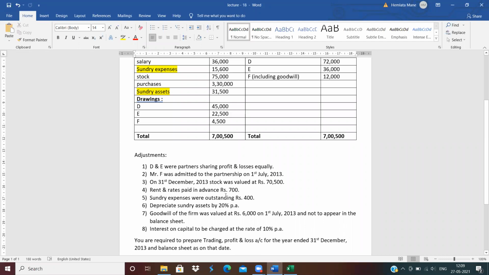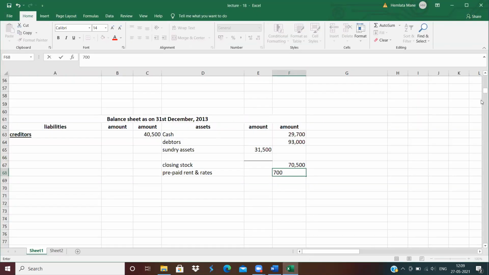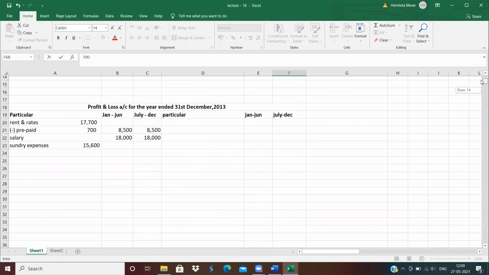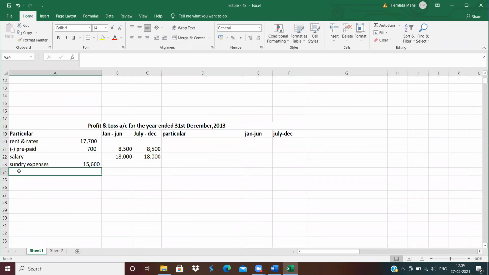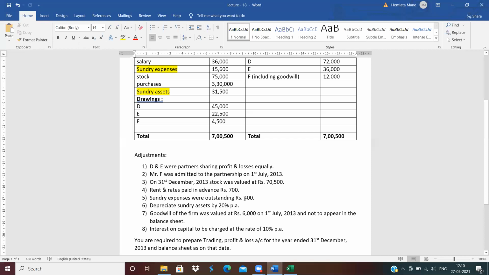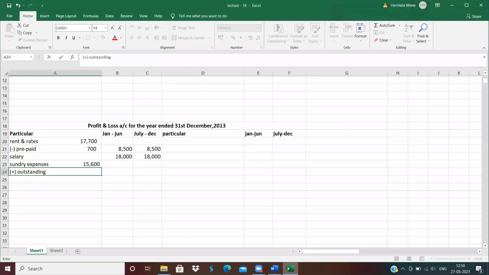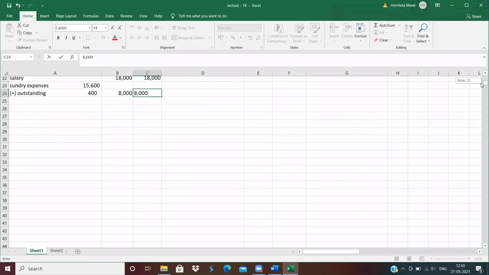What is the adjustment? Sundry expenses outstanding. Outstanding means add in expenses, and the second effect is on the liability side. So add outstanding to expenses. How much is the amount of outstanding? 400. So add 400, which means 16,000. So distribute 16,000 equally, 8,000 and 8,000. Clear?